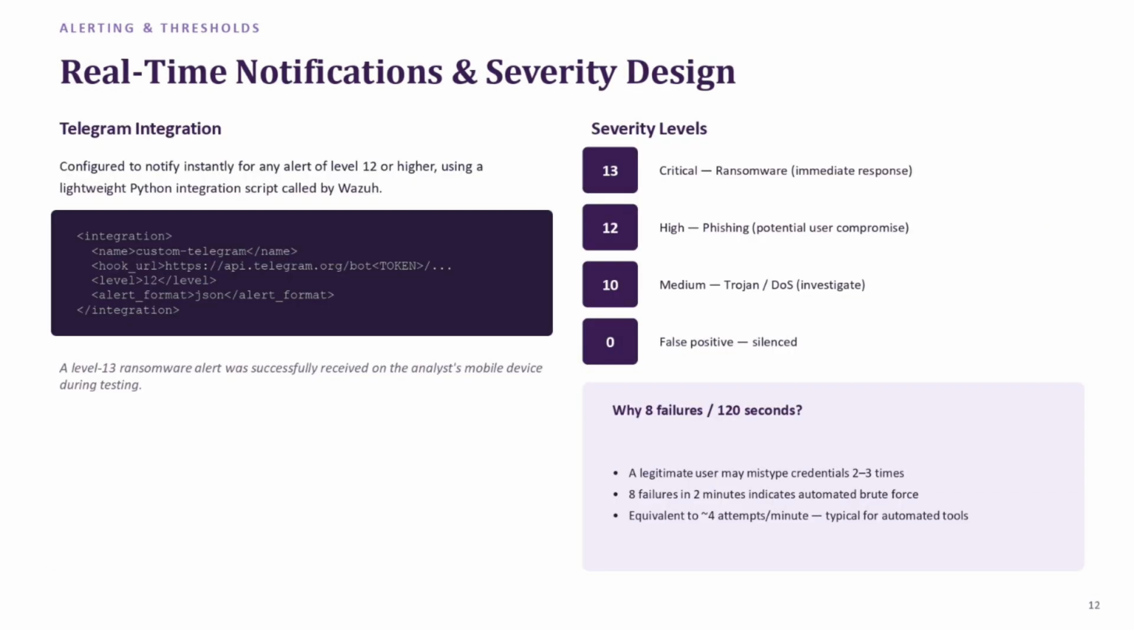To respond faster to critical alerts, I configured a Telegram integration. Any alert with level 12 or higher sends an instant notification to my phone using a small Python script. During testing, I successfully received a level 30 ransomware alert directly on my phone. I also want to explain my severity levels. Level 30 is critical. Level 12 is high. Level 10 is medium. A level 0 means it is a known false positive.